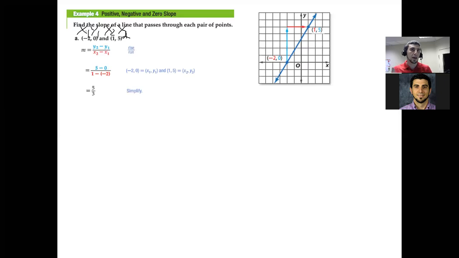So if you graph your line using the 2 points, and it goes in the opposite direction than what your answer says, you know you probably did something wrong. In other words, if I got a positive slope and the line actually was falling from left to right, I know I did something wrong.